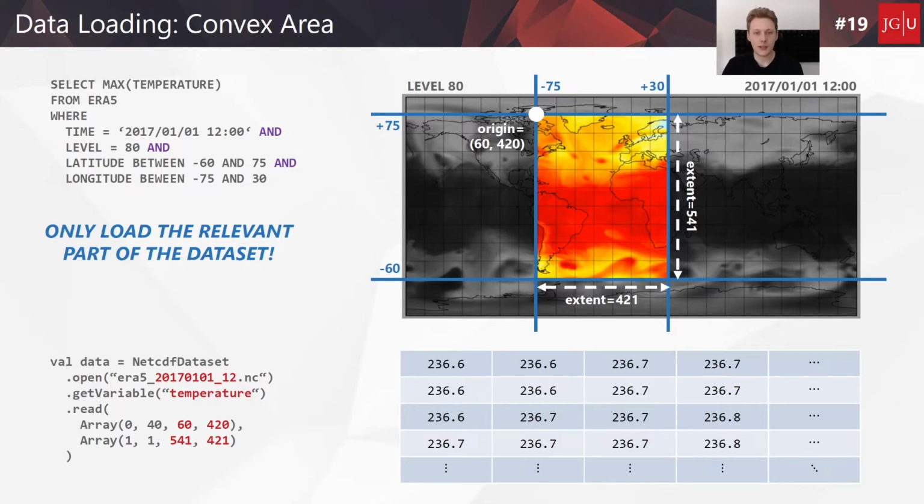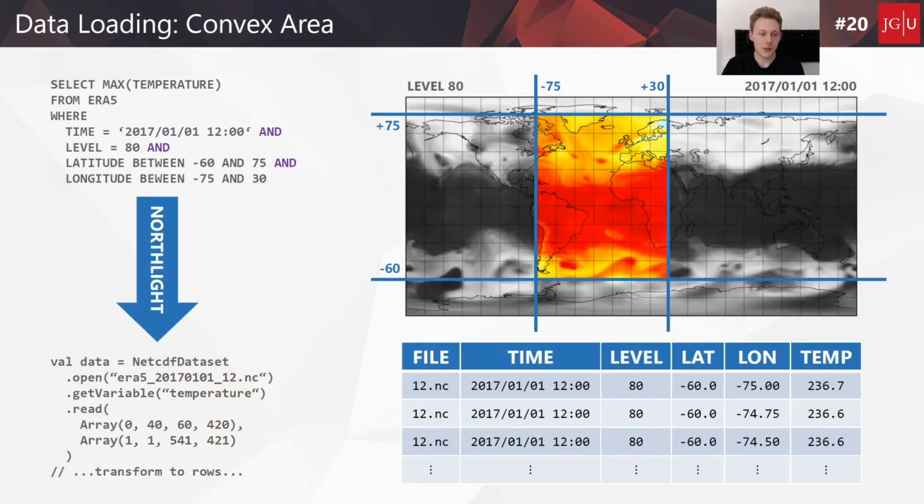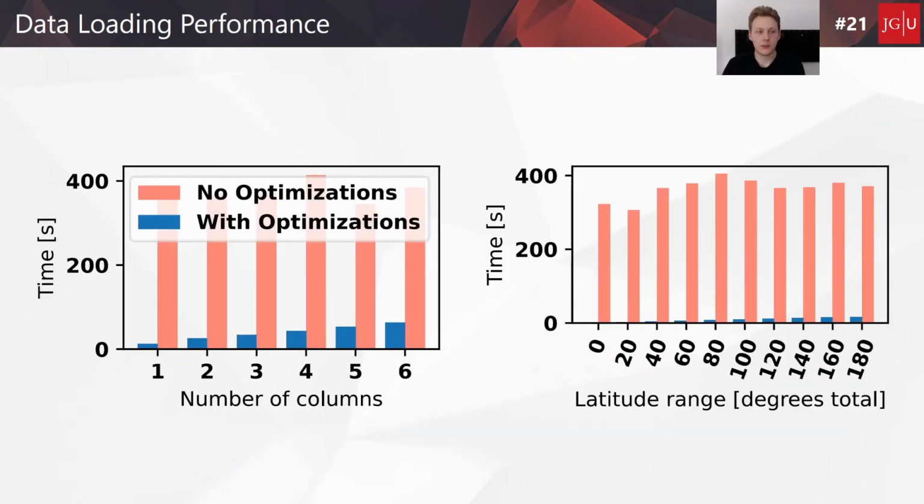Now, what Northlight does is Northlight does this conversion for you. And so this query is transformed into the same load operation. So only the required data is loaded. And Northlight will also transform that data into a row-wise representation, which in my opinion is a lot easier to work with for most queries. Now this is a rather simple example. Let's look at a more complex example.